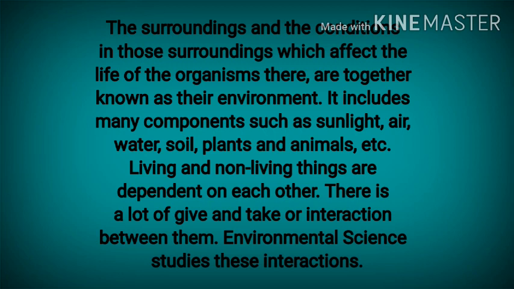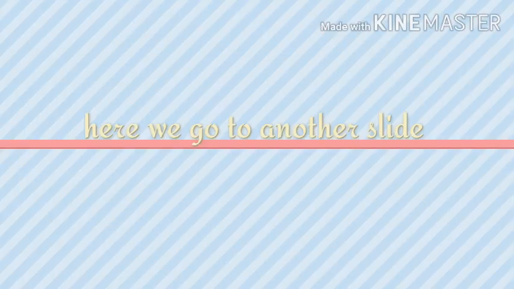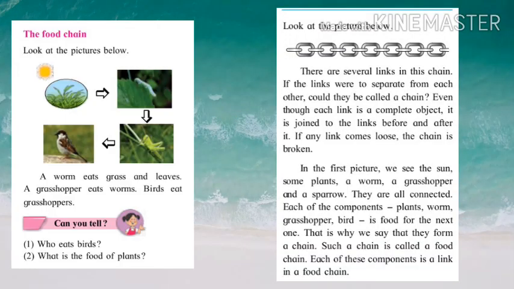Living and non-living things are dependent on each other in that particular area, in that environment. All the living and non-living things living together totally depend on each other. There is a lot of give and take, or interactions, between them. Environmental science studies this interaction. Now let's study the interaction between them.